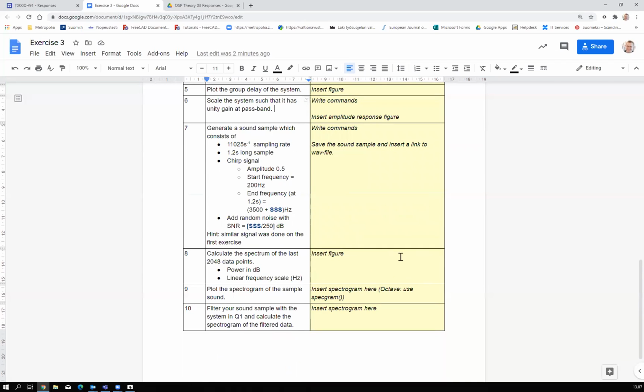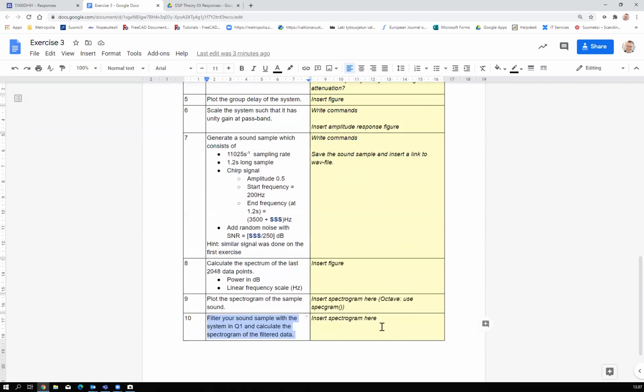Then the seventh, sound sample chirp with some noise, again similar to last time, and then spectrum of it and spectrogram, and applying your system to filter the data and to see what it looks like on a picture. Good.